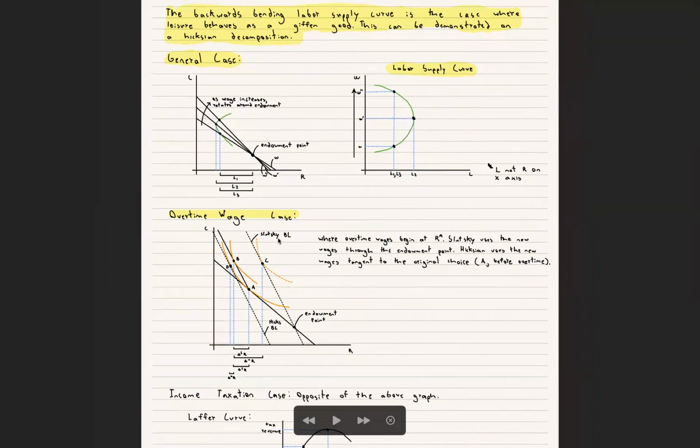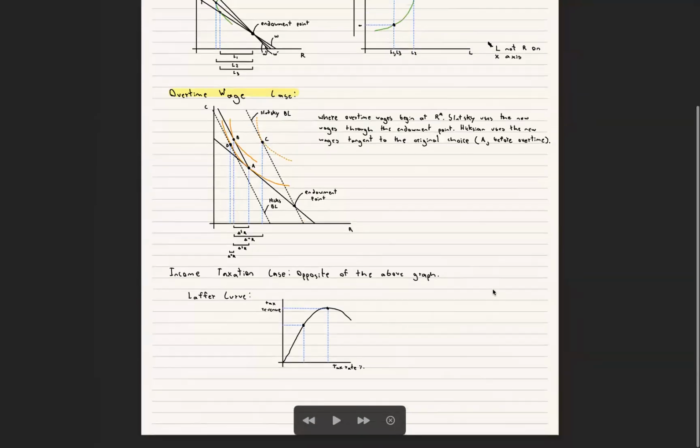We also see the overtime wage case, where as you work hours beyond a certain point, you start getting paid time and a half, which is the law in states like New York. So overtime wages begin at R to the A, and Slutsky uses the new wage through the endowment point. Hicksian uses the new wages tangent to the original choice, i.e. as a function of A before overtime.